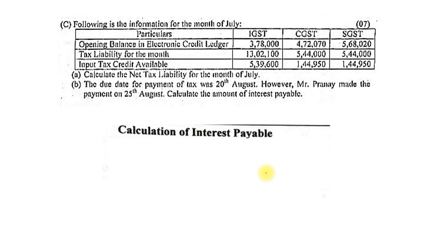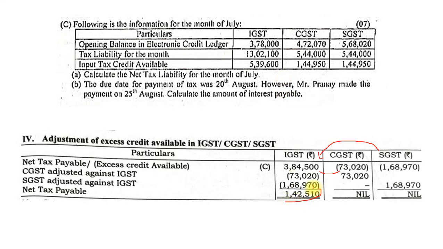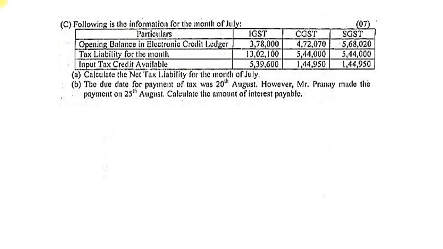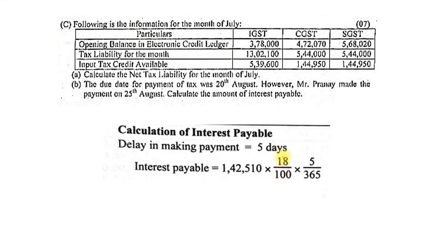So calculation of interest payable. Delay in making payment is only 5 days. So calculation will be, look here, amount which you had to pay was 142,510. So it will be 1,42,510 into 18%, because 18% is the rate of interest, and 5 divided by 365 because only for 5 days. When you calculate, your interest payable amount will come to rupees 351. Okay, so this is how you all had to solve the sum based on net tax liability and calculation of interest payable when there is a delay.